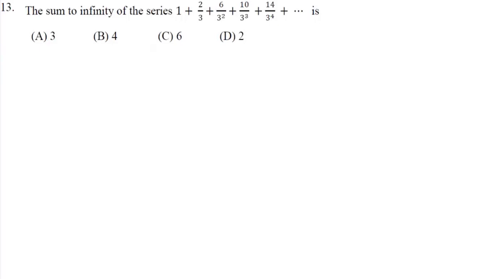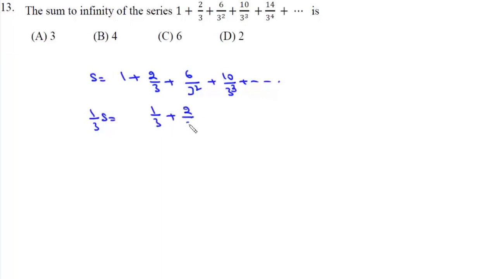Now question number 13 is the sum of an infinite AGP. Now let the sum of this series be S. So it will be 1 plus 2 by 3, 6 by 3 square, 10 by 3 cube. Now we'll multiply every term with 1 by 3. So it will be S by 3, and we'll shift the series 1 unit to the right. So here it will be 1 by 3, then 2 upon 3 square, 6 upon 3 cube, and then we'll subtract the second from the first.